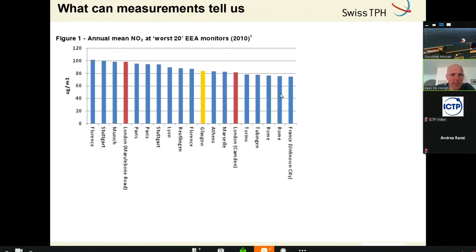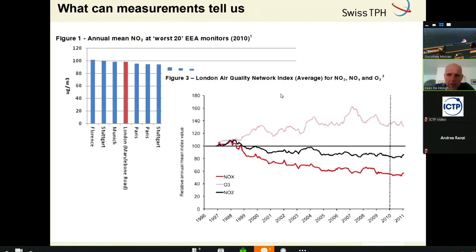And you can see nicely that you can pick up all these high monitoring sites. Here there's one in London, for instance, Marylebone Road, etc. So that's a nice way where you can straight away order these and pick up the worst monitors. You can also, of course, look at it temporally and look at trends in air pollution data.